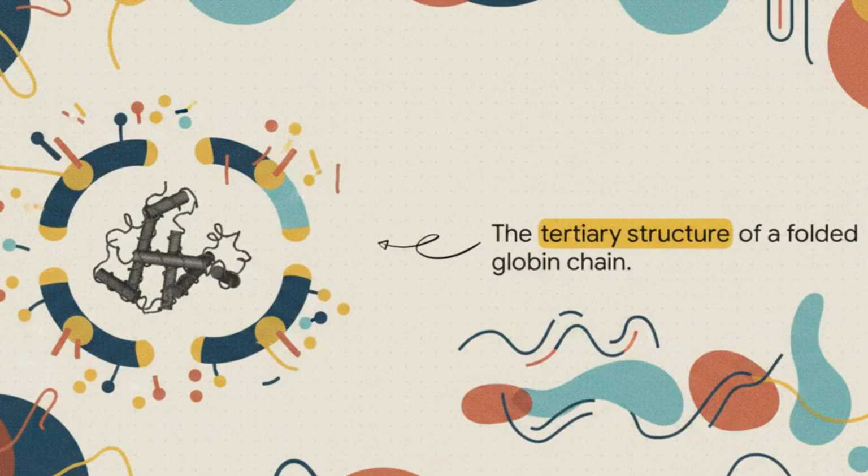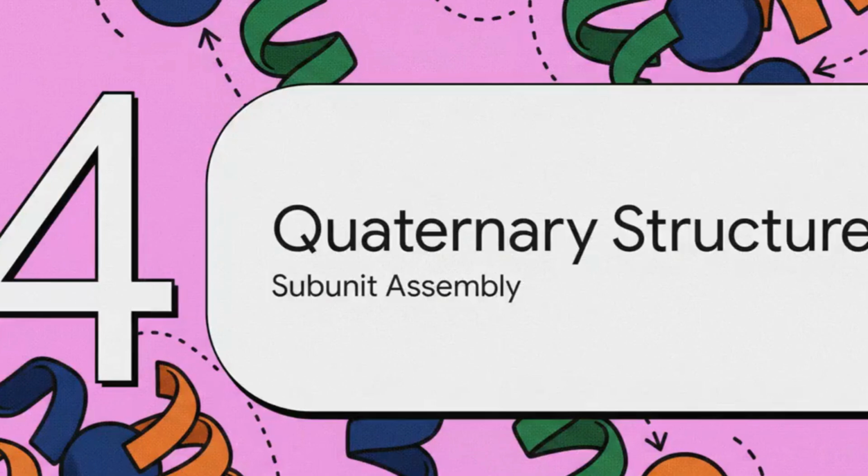And here's that exact theory in action. The human beta-globin chain perfectly folds its helices into this incredibly specific, compact globular domain. Now, it looks ready to work, right? But for a lot of proteins, this actually isn't their final form. Which brings us to quaternary structure, subunit assembly.